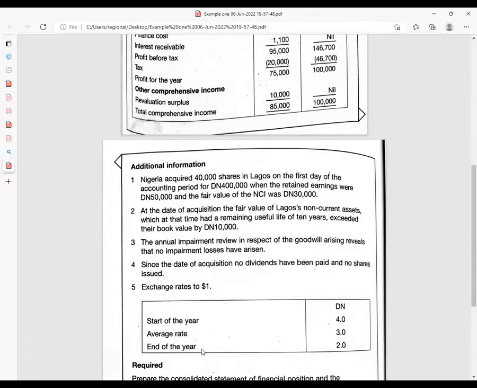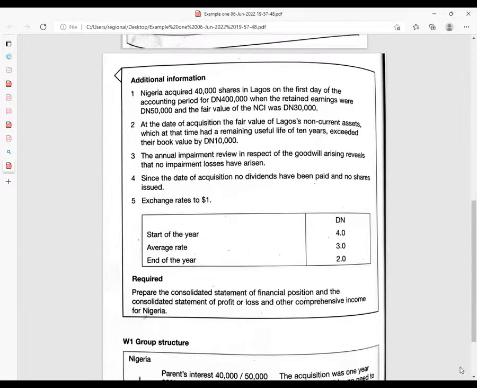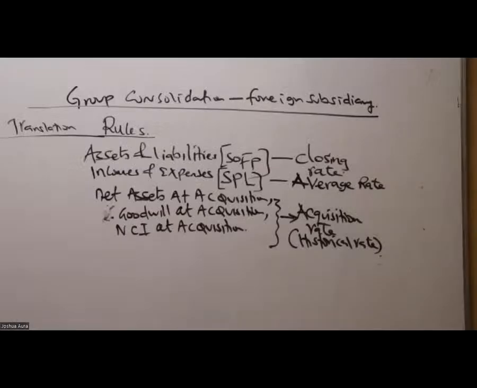So they want us to prepare a consolidated statement of financial position and a consolidated statement of profit or loss and other comprehensive income for who? For Nigeria. So we start as usual with the group structure. So Nigeria acquired how many shares? 40,000 shares in Lagos.